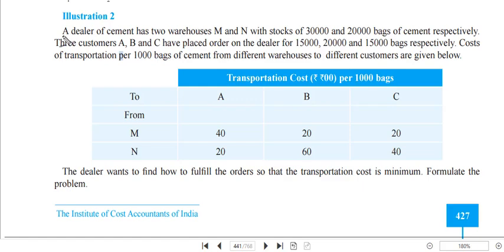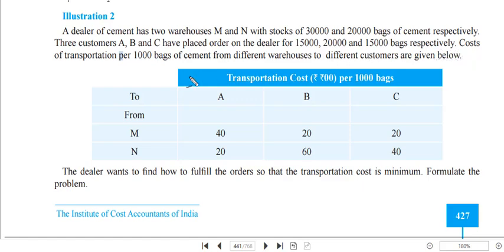You listen, please. A dealer of cement has two warehouses, namely M and N, with the stock of 30,000 and 20,000 bags of cement respectively. So this is basically the supply, right? This is the supply available with the dealer at two different warehouses. Three customers, namely A, B, and C, have placed order on the dealer for 15,000, 20,000, and 15,000 bags respectively.